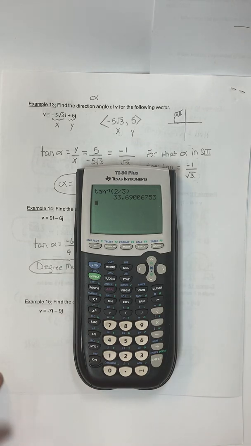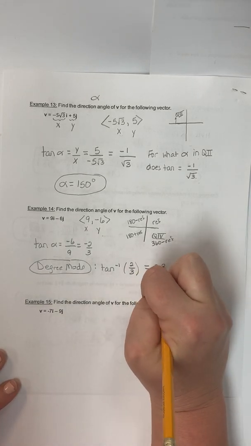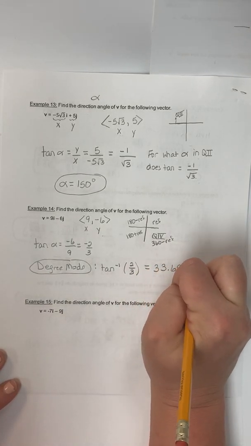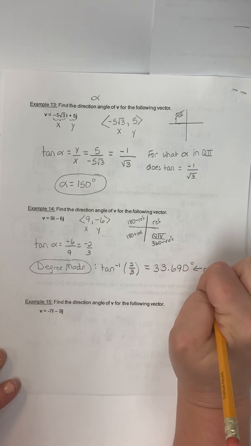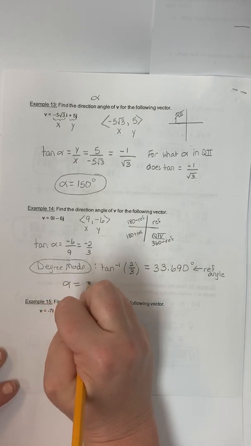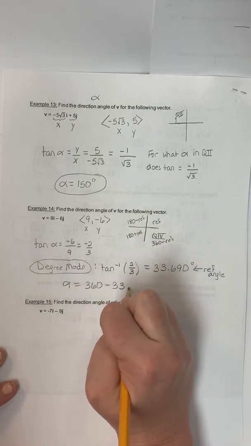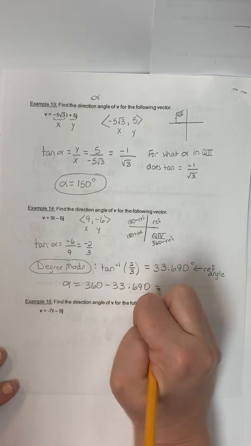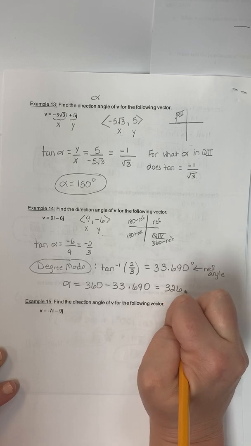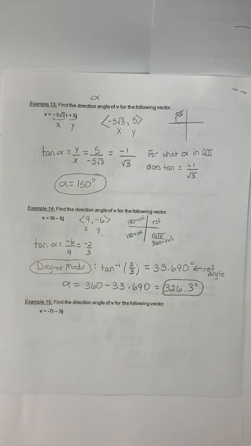33.690. Okay, that is in quadrant 1. That's my reference angle. I want to be in quadrant 4, so alpha is going to be 360 minus 33.690. When I put that in my calculator, if I use 1 decimal place, I think that's what my math lab asks for, you get 326.3 degrees. There you go.